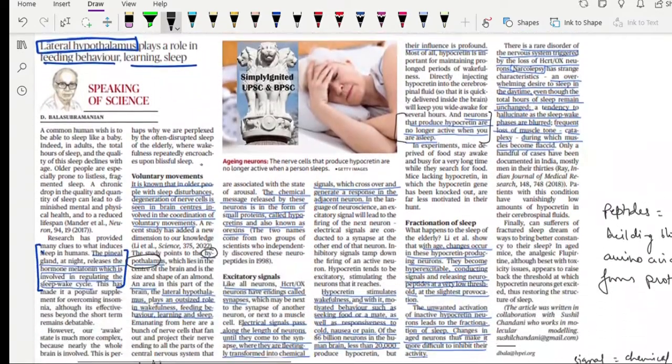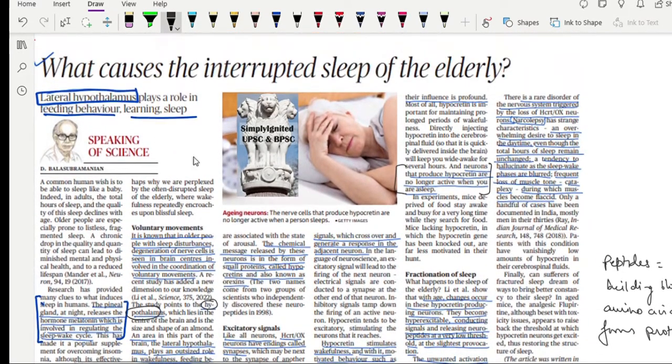Okay, and there is a disease called narcolepsy. It is a rare disorder of the nervous system triggered by the loss of these HCRT or OX neurons. It has a strange characteristic: an overwhelming desire to sleep in daytime. So it is the opposite of overexcited. What are these? Lateral hypothalamus neurons.